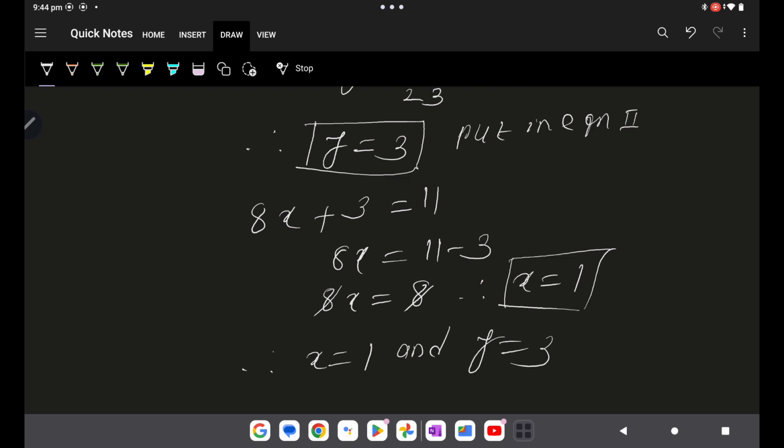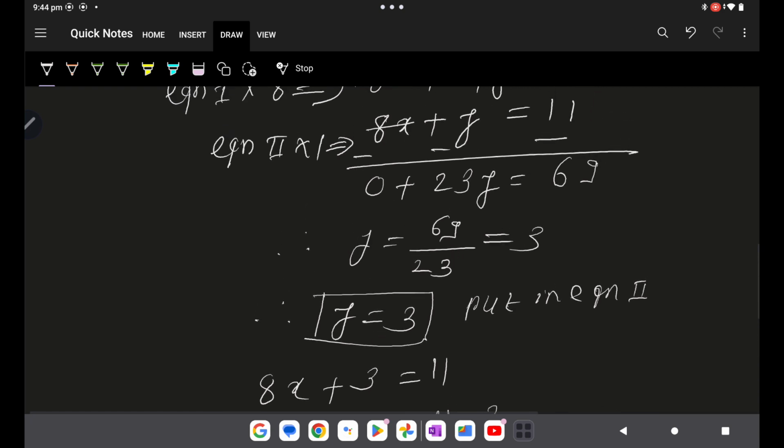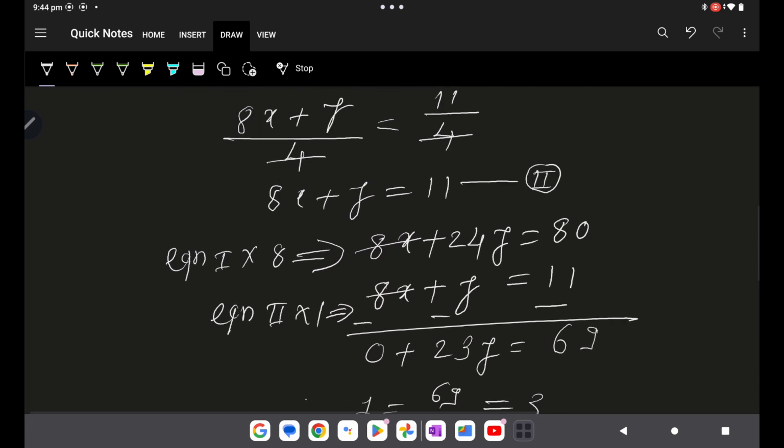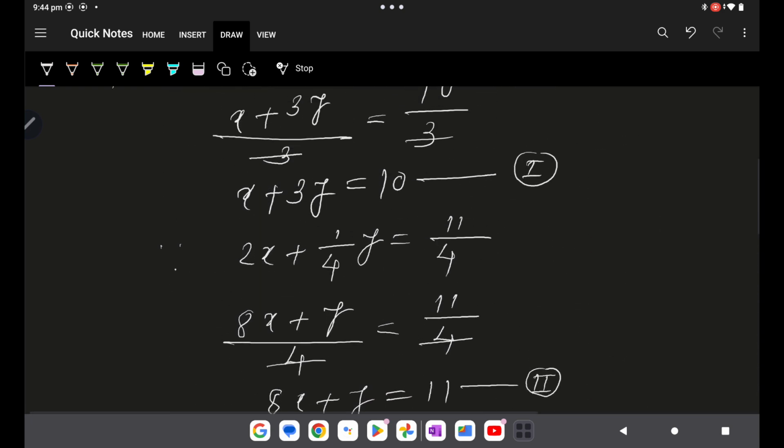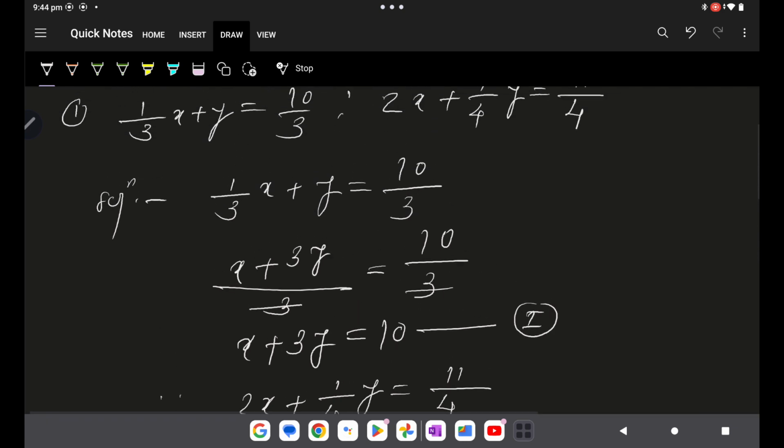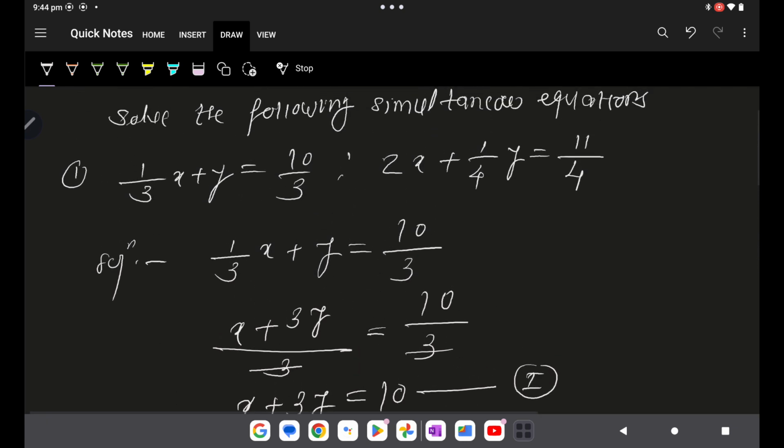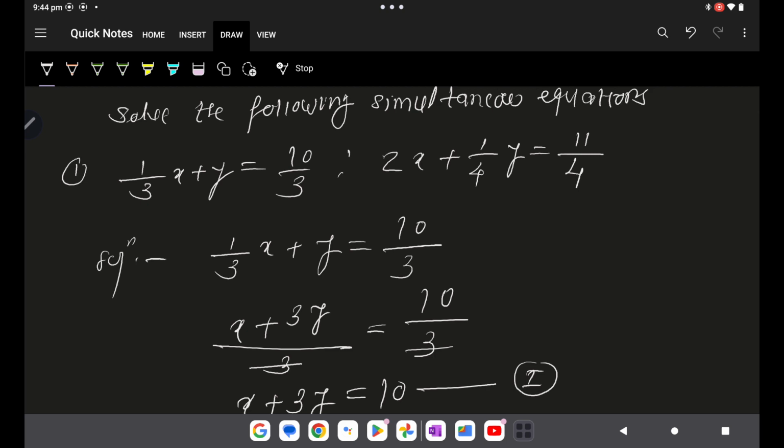So in this way we solve one simultaneous equation. We solved this simultaneous equation, 1 by 3x plus y is equal to 10 by 3 and 2x plus 1 by 4y is equal to 11 by 4. We solved these simultaneous equations and found the values of x and y.